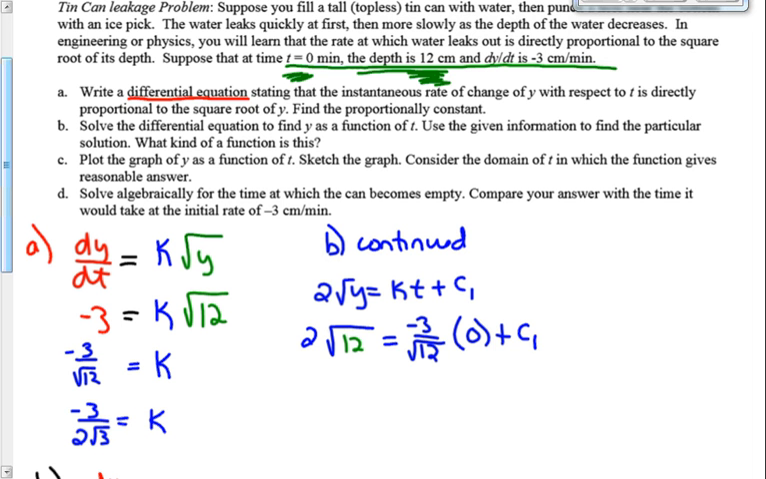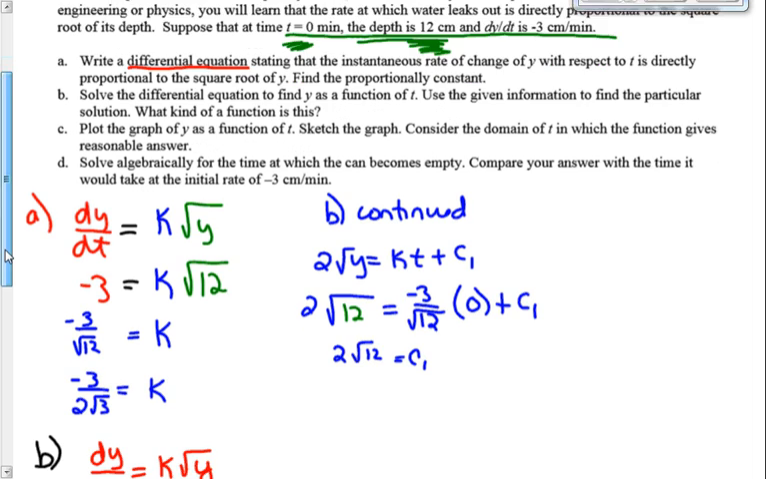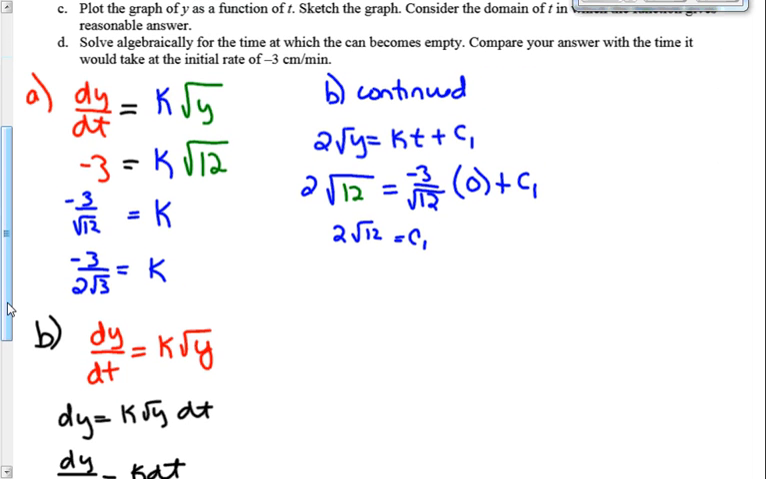So I now know that this particular c1 is 2 times the square root of 12. Now I should be able to actually write the equation, the particular equation. When I write this particular equation, I need to solve for y. So I have 2 square root of y is negative 3 divided by the square root of 12 t plus 2 times the square root of 12.